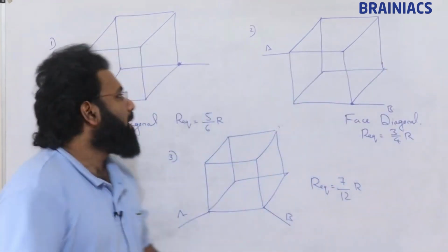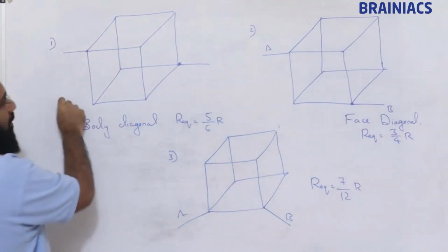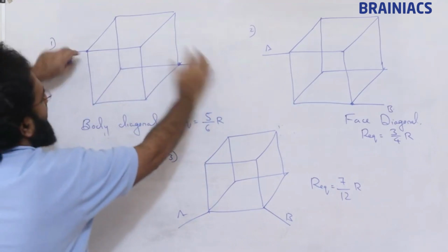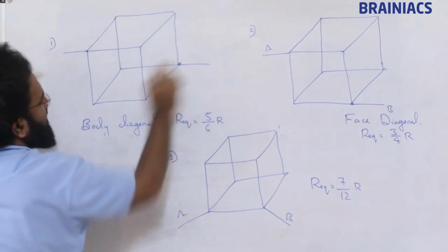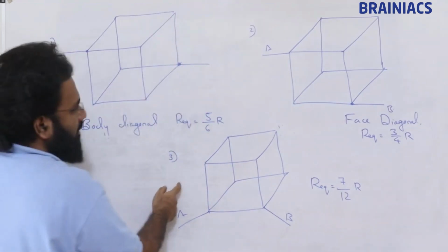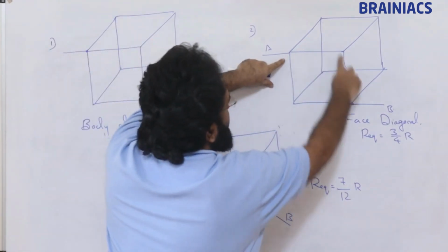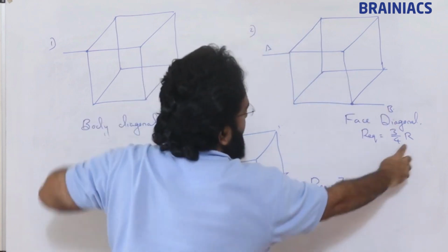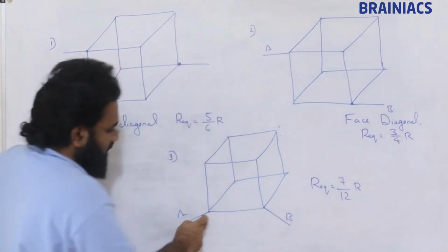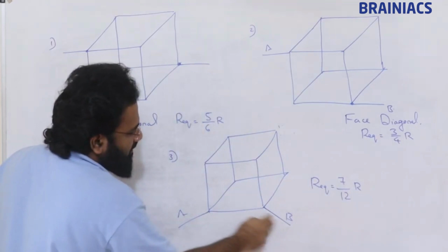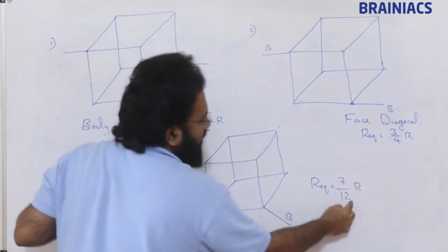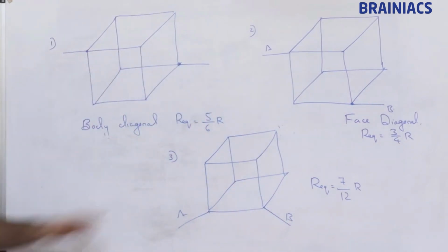So here we have got the answer 5 by 6R. This is the body diagonal. The diagonal of the entire body we have taken as the terminals. This is a face diagonal. This is a face, this is one diagonal, this is another diagonal of the face. R equivalent is 3 by 4R. These are the two terminals of a face, not diagonal, otherwise A and B. 7 by 12R. These are the answers for this question.